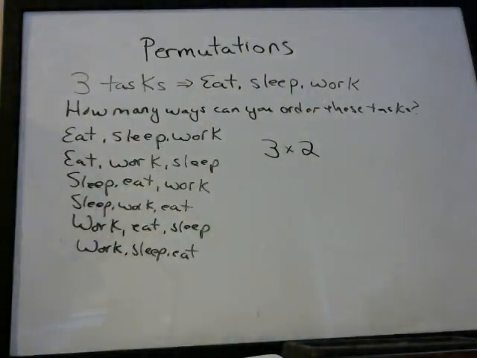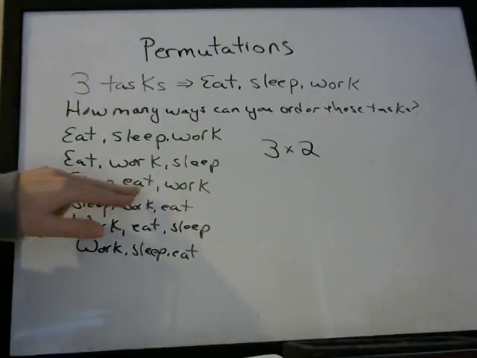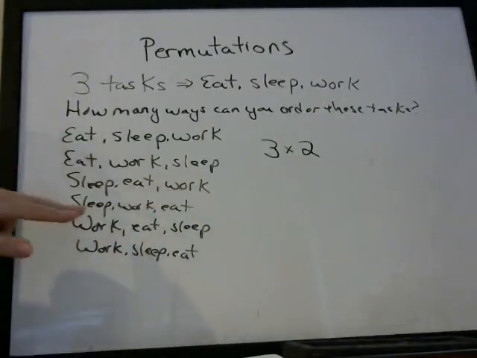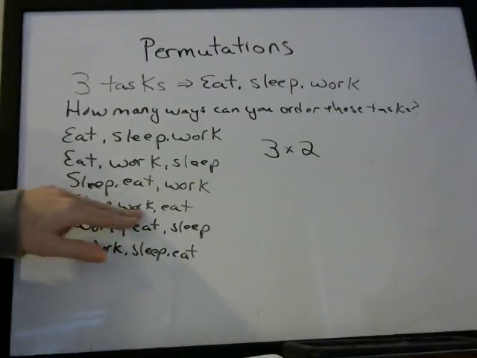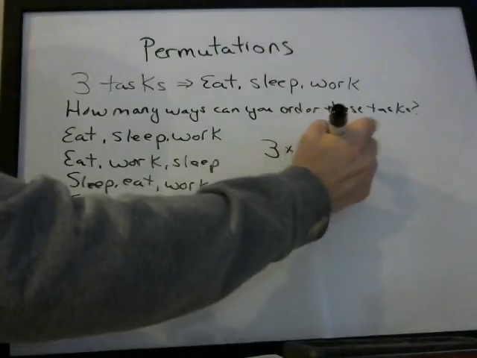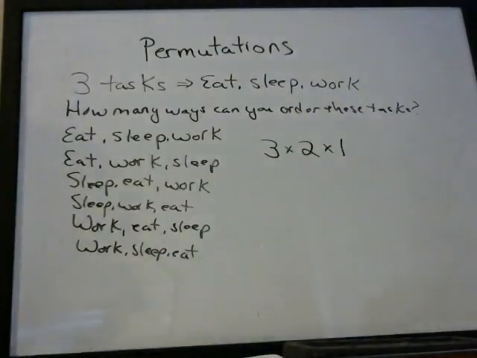Then once we've chosen our first task and we've chosen our second task, there's only 1 task left. So there's only 1 possibility. So if we choose to sleep and then we choose to eat, the only thing we have left is work. There's only 1 thing left. If we choose to sleep and then work, there's only 1 thing left. We have to eat. So for the last task, there's only 1 possibility.